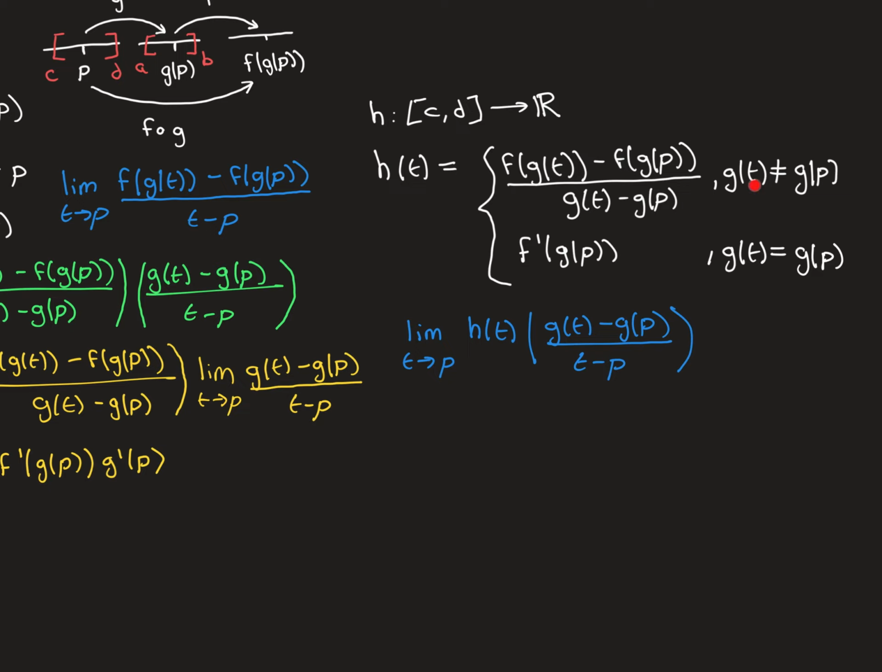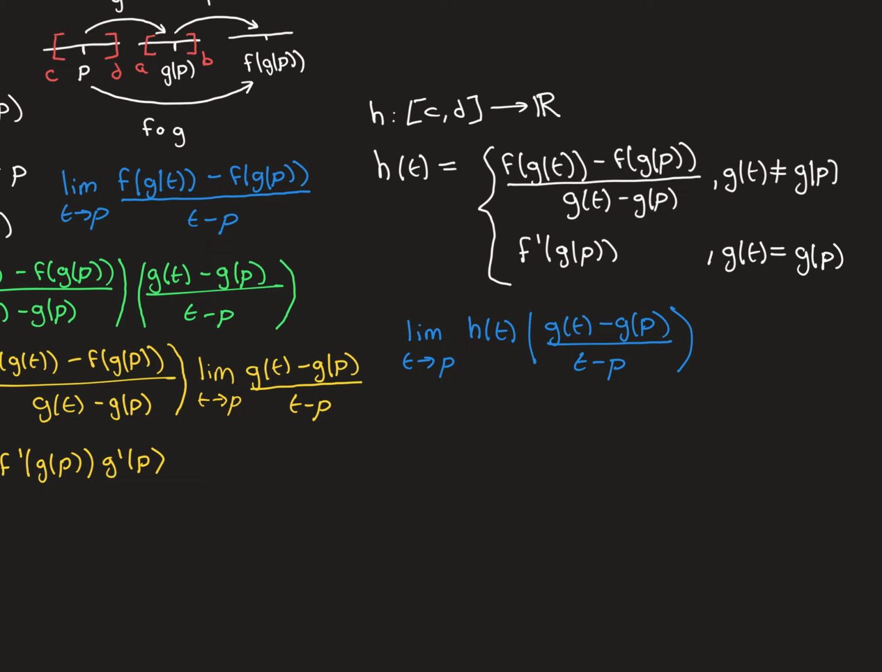Well, firstly, consider a t where g of t is not equal to g of p. h of t in that case is this thing, so you can put this in place for h of t here, and you'll see that g of t minus g of p will cancel, and you'll end up with f of g of t minus f of g of p over t minus p, i.e. you'll end up with the exact thing that I claim it's equal to.